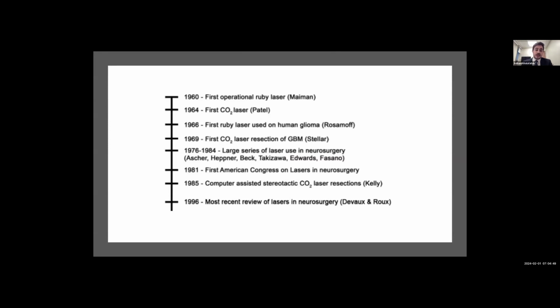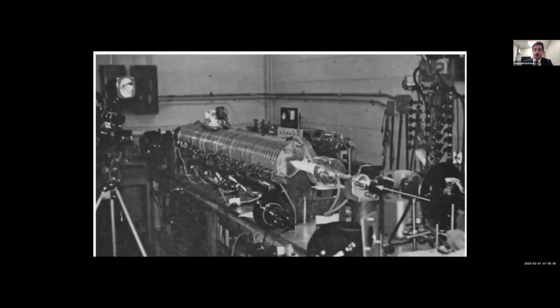Followed by that, in 1969, Dr. Stellar used the CO2 laser on a GBM. Between the 70s and 80s, there was a large series of lasers being used in neurosurgery. And then the first American Congress actually conducted a talk on lasers in 1981. This was the first laser design, and as you can see, how huge it is, which will take us to how it's become more easy to use, with smaller designs and so forth, which I'll be talking about today.